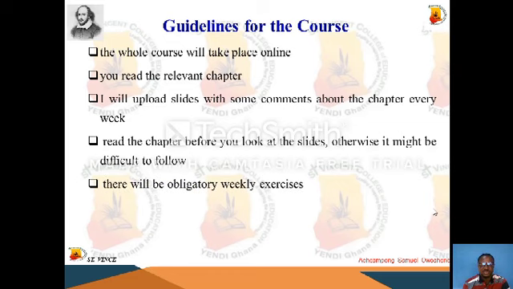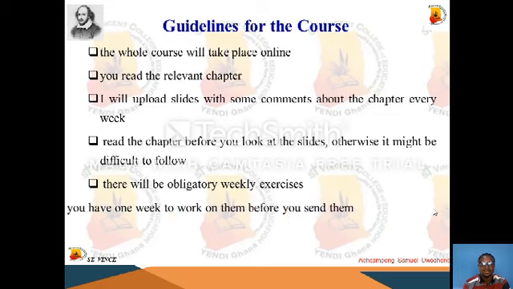There will be obligatory weekly exercises. Some of the exercises will just be for you to comment, others will ask you to do group work, and others will ask you to come and make presentations. Timelines will be given to you to submit them.